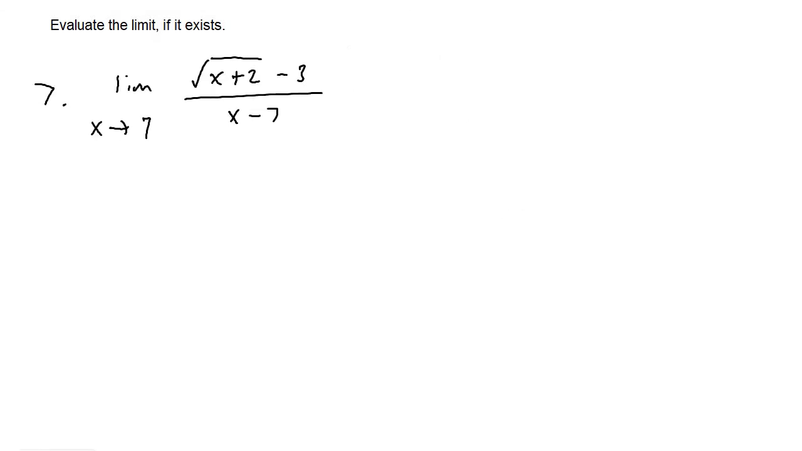For number 7, we have the limit as x approaches 7 of the square root of x plus 2 minus 3 over x minus 7. Obviously direct substitution does not work because 7 minus 7 is 0. That will divide by 0. So let's go ahead and try to simplify this entire function.